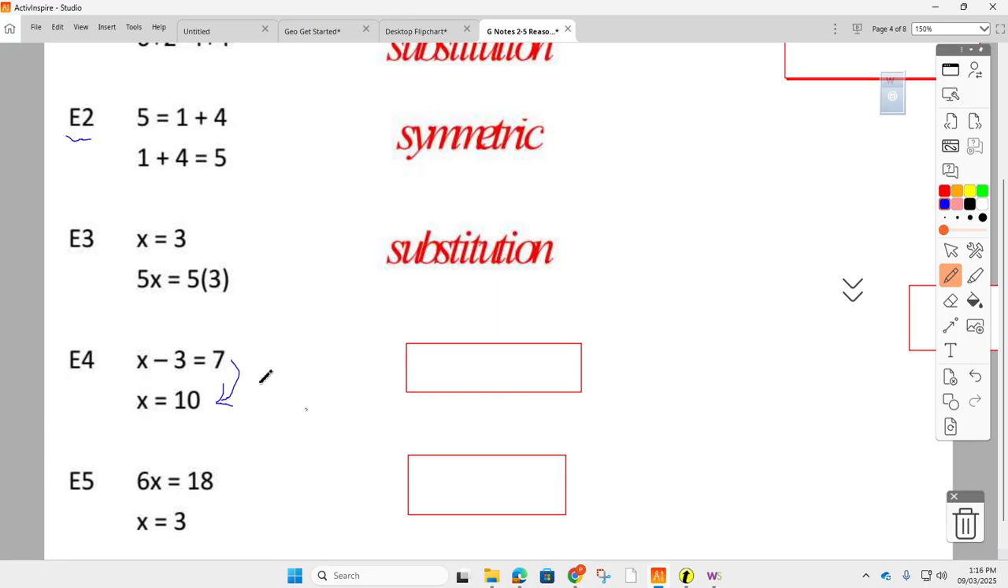Add, yeah, what are we adding? 7 plus 3. Not adding 7 and 3. We're adding 3 to both sides, right? But it is the addition property. So 6 times x equals 18. How do we go from that step to x equals 3? What property did we do to go from 6 times x equals 18 to x equals 3? Division. Very good.